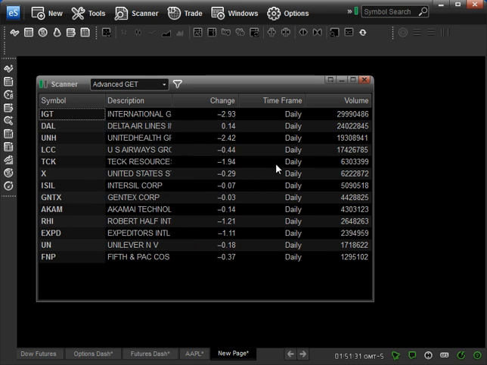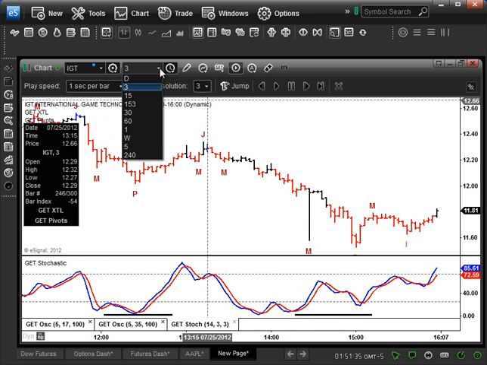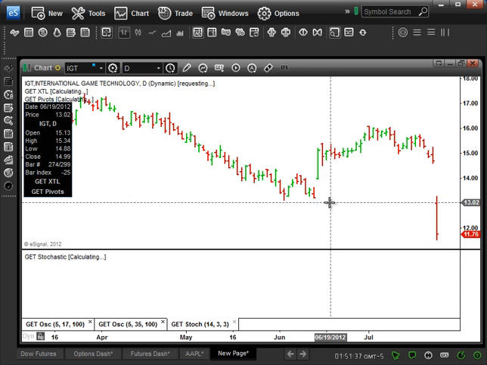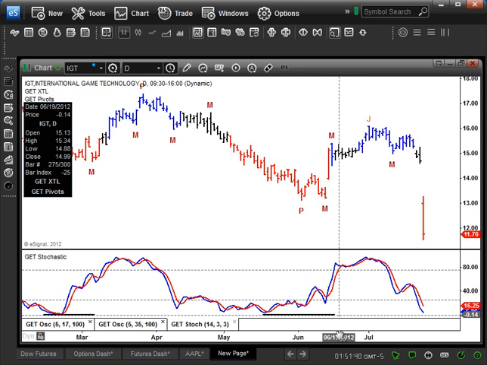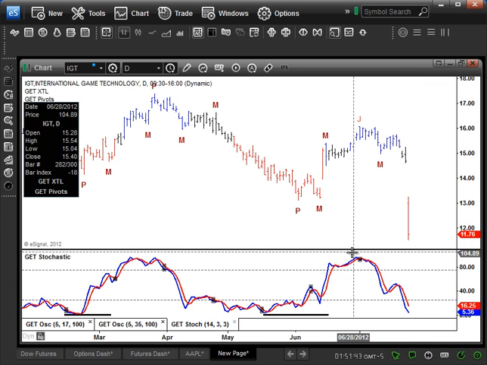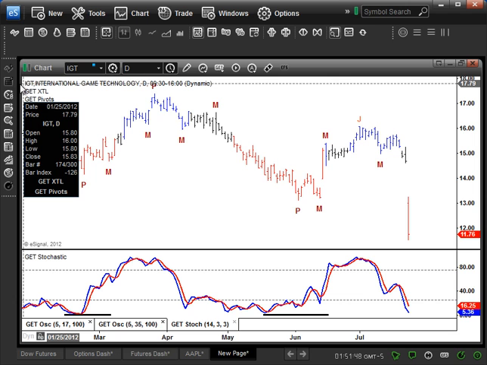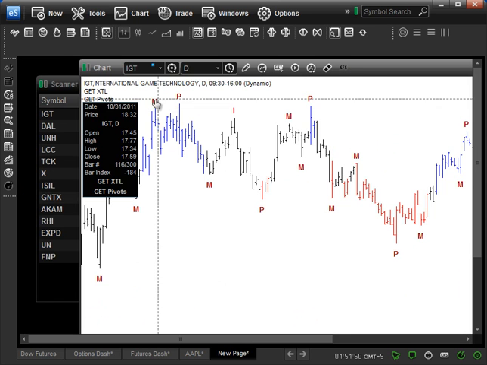IGT, okay, it's coming up as a 3-minute chart, so I got to pop that to a daily real quick. All right, now IGT, of course, we've got a stochastic buy, but there was no uptrend in place on IGT, so this trade wouldn't fill the requirements that I'm looking for. Let's see if there's anything else.